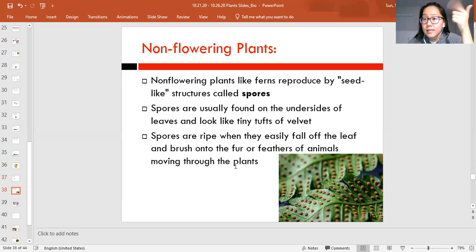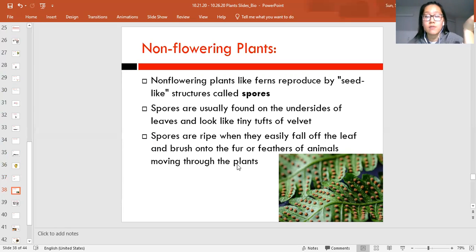There are some plants that actually don't make flowers. Non-flowering plants are like ferns. They're like these long strands that have a lot of little leaves going sideways. They're not really a tree, but they're a lot taller than grasses. And they don't produce flowers. So they produce seed-like structures called spores. Now, these are not seeds. Don't get them mixed up. They begin with an S, but they are not seeds.